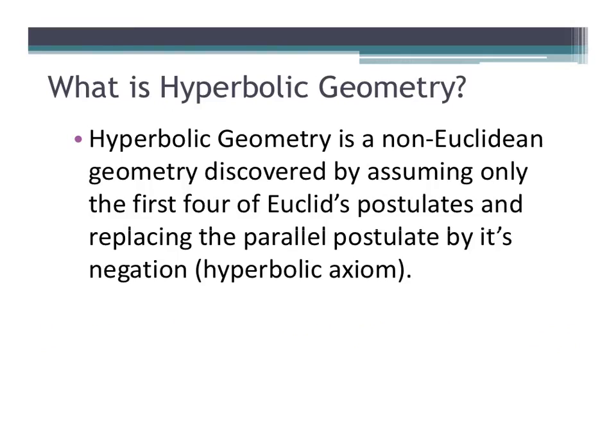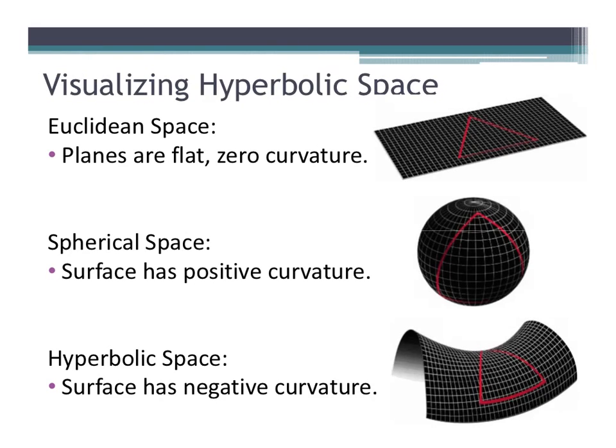What is hyperbolic geometry? Hyperbolic geometry is a non-Euclidean geometry discovered by assuming only the first four of Euclid's postulates and replacing the parallel postulate by its negation, which is called the hyperbolic axiom. We will explore the hyperbolic axiom in more detail after we've talked about exactly what hyperbolic geometry is and lines in hyperbolic space. In order to visualize hyperbolic space, we must first talk about what curvature is.